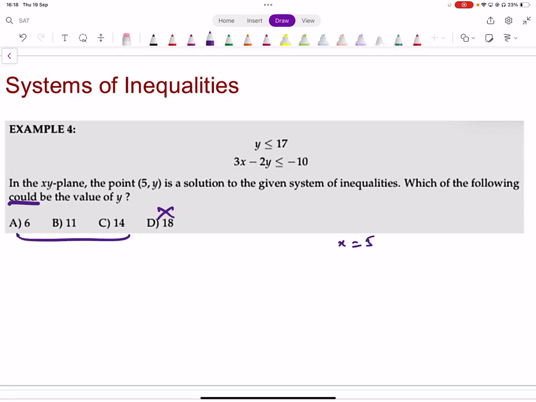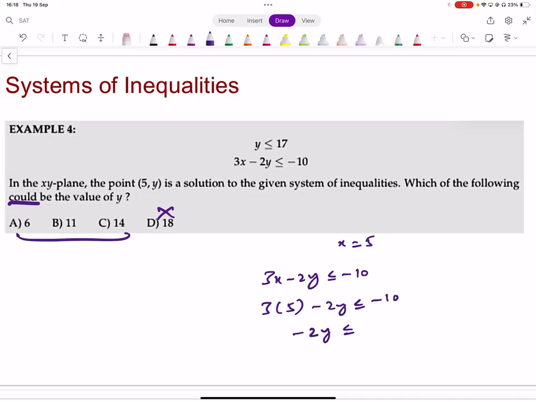For the rest of the 3 points, you'll have to check, input them in this inequality. Now, a quick way of doing that would be, you know what the value of x is. So rather than inputting all of those points, you know what x is. So you can just do this. 3x minus 2y is less than or equal to minus 10. Put x equal to 5 here. So 3 into 5 minus 2y, that's less than or equal to minus 10.